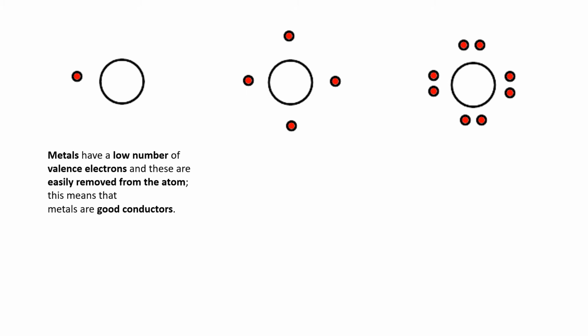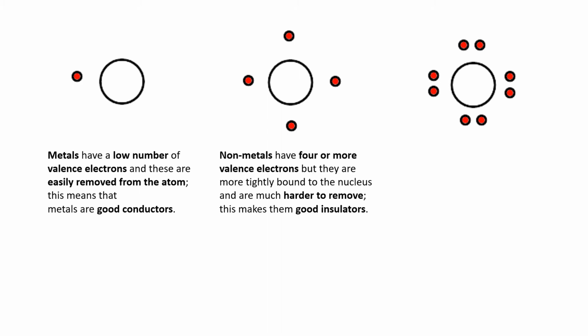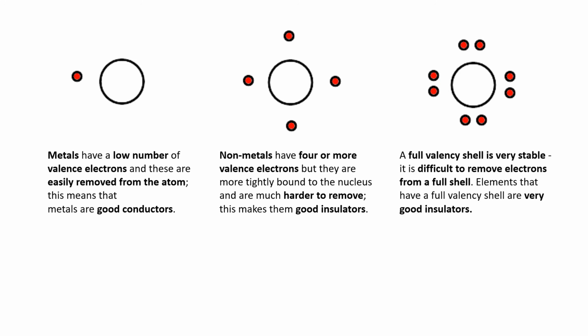Because there's only 1 electron, it's loosely bound to the atom, and there is less stability. You get more stability the more electrons that you have in this outer orbital. Now in the next one, non-metals have 4 or more valence electrons, and they're more tightly bound to the nucleus. They're much harder to remove, and it makes them very good insulators. We'll go into more depth with this as to why this makes them good insulators. But over on the right hand side, where we have 8 electrons, we have a full valency shell, so it's very stable.